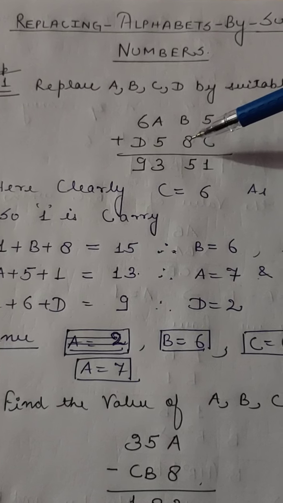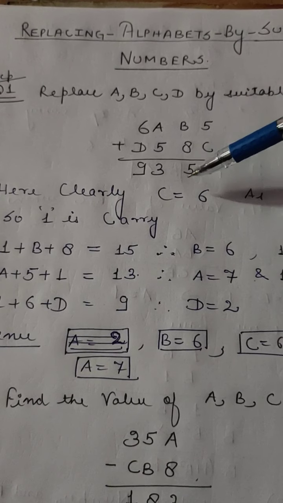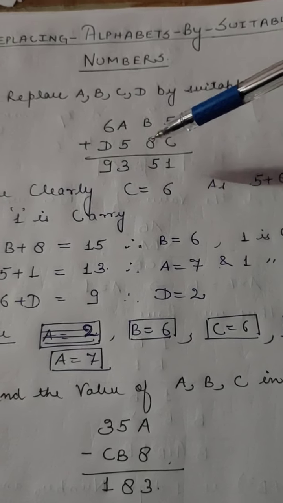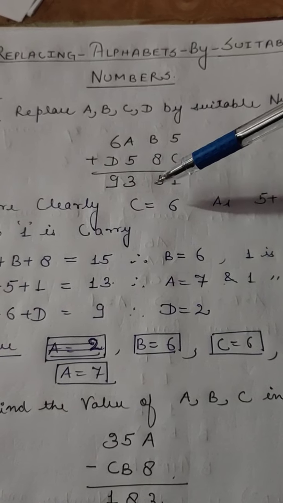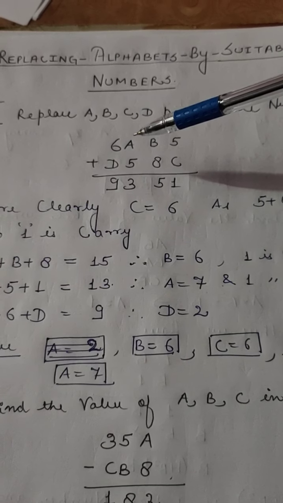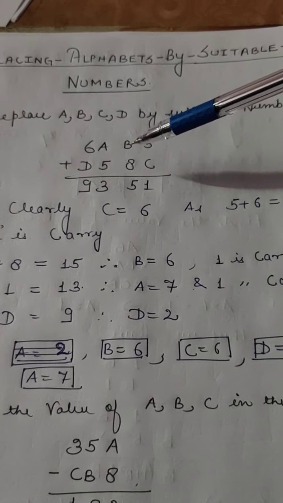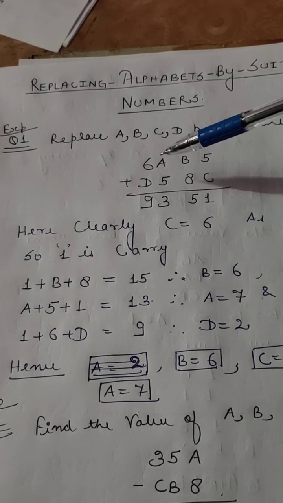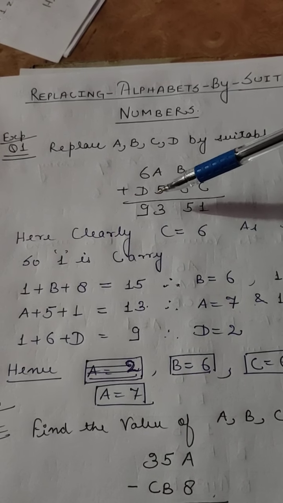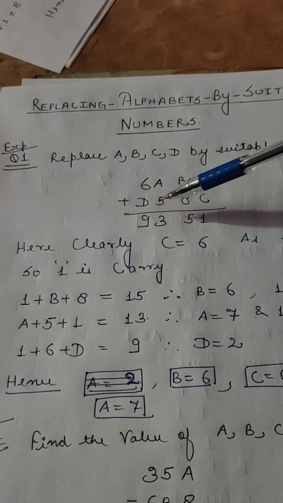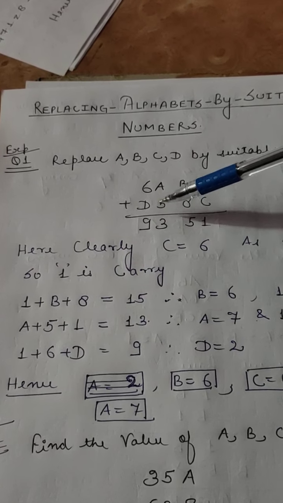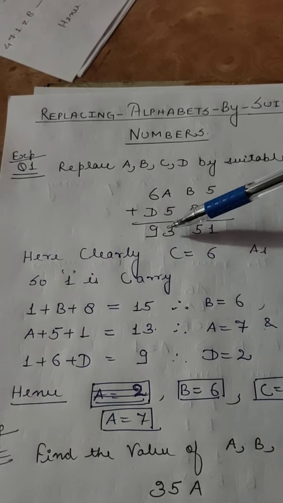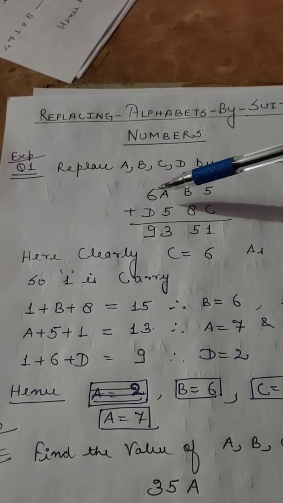1 and 8 should be 9, and what should be added to 9 so that the result is 5? 9 plus 6 will give us 15. Then 5 will be here and 1 will be carry. So we have found the value of B here. B is 6 and 1 is carry. In the next, 1 is already carry. 1 is added to 5, that will give 6, and what should be added to 6 to give the result 3? 6 plus 7, 7 should be added to 6, then we will get 13. 3 should be here and 1 should be carry.